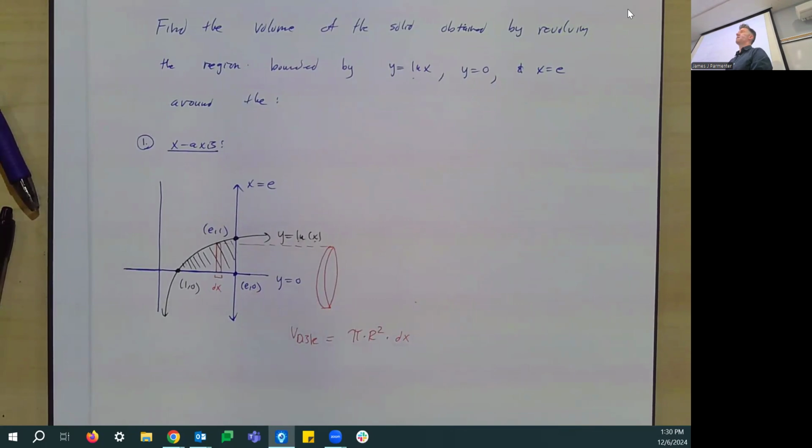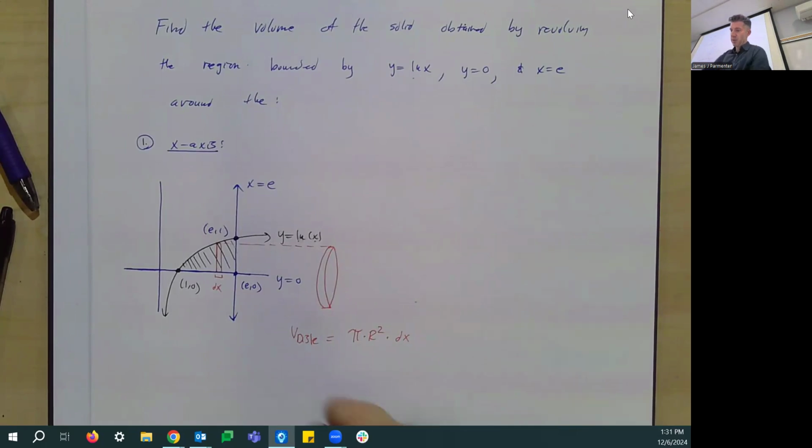In this class, if you're just using the disk or washer method, it's always going to be the case that the axis you're going around is the variable you're integrating with respect to. So if you're going around the x-axis, your integral better be in terms of x. If you're going around the y-axis, your integral better be in terms of y.